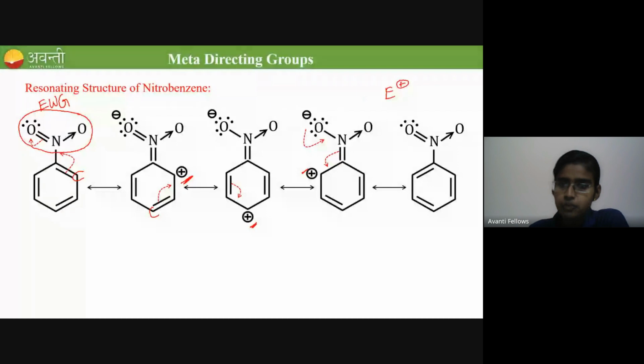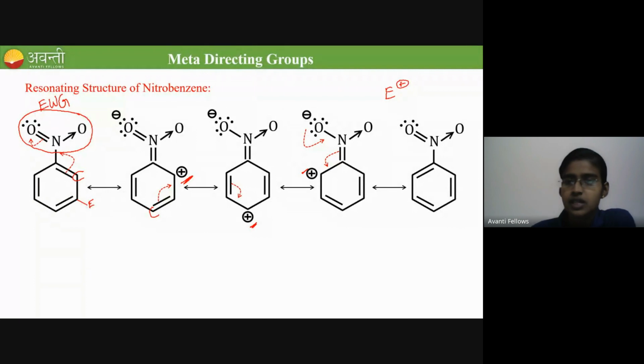Because the ortho-para sites are already electron deficient in nature, and the electrophile plus will not come and attack the plus part, right? So what happens? They will go to the meta position. The electrophile will go to the meta position and get substituted there.